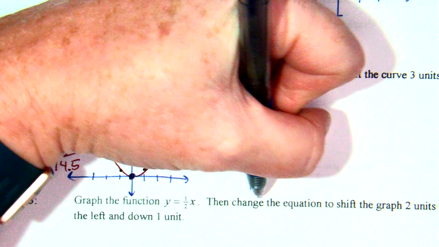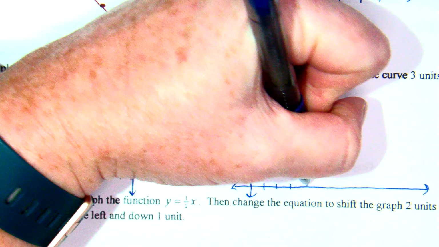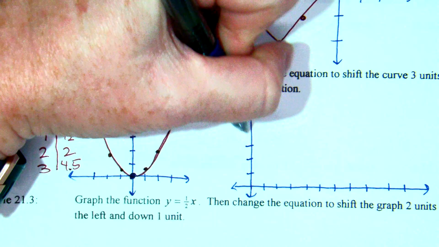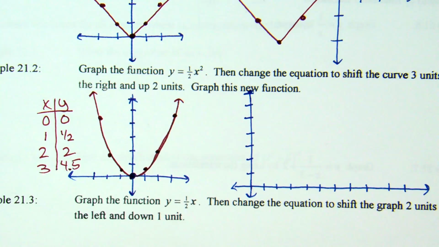Okay. What's easiest to do here? Move the vertex and work from there? That's what's going to be easiest in my brain. As opposed to, you can make an XY chart, but if I move that vertex, where did we say we were going? 3 units to the right and up 2. So 1, 2, 3, up 2.